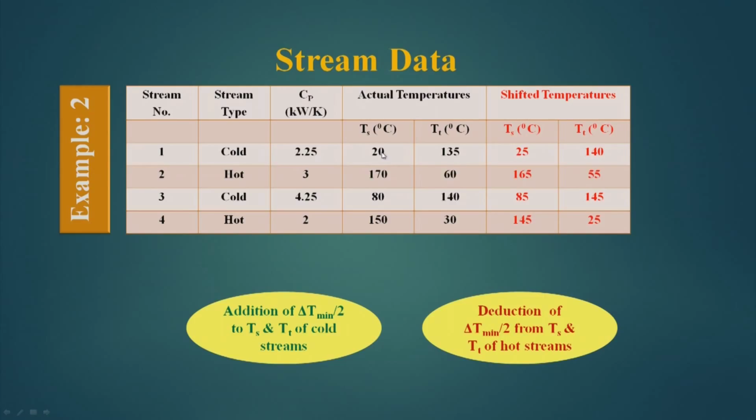So, we add 5 degree to this, so it becomes 25. We add 5 degree to the cold stream, this becomes 140. We deduct 5 degree from 170, it becomes 165. We deduct 5 degree from 60, it becomes 55, and it is a cold stream. So, we will add 80 with 5, 85, 140 with 5, 145. Similarly, this was transformed to shifted temperatures.